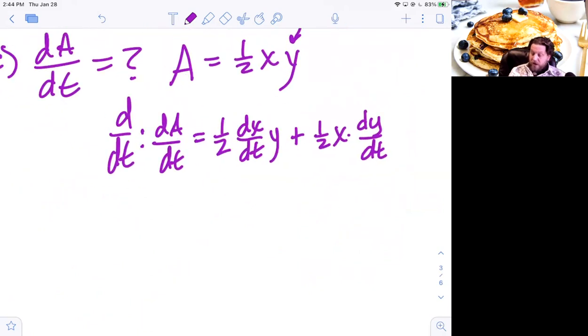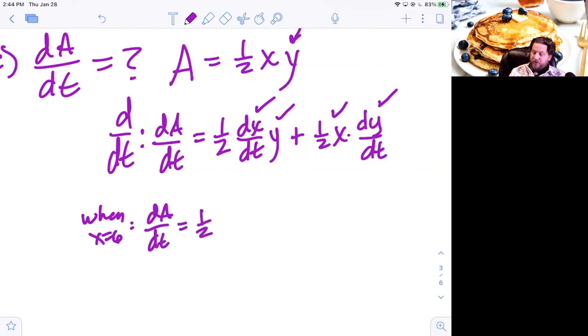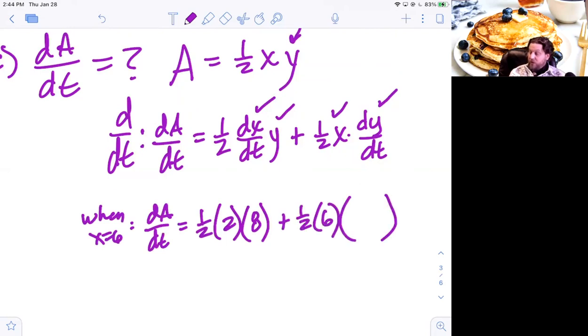So I do know all of these quantities. I have found them either in previous parts or I was given them. So now we'll say when x equals 6, dA/dt is 1/2 times dx/dt, which is 2, times y at the moment, which is 8, plus 1/2 times x at the moment, which is 6, times dy/dt. Good thing we did part A first, right? I can import dy/dt, which we found in part A right there, and remember it was -3/2.